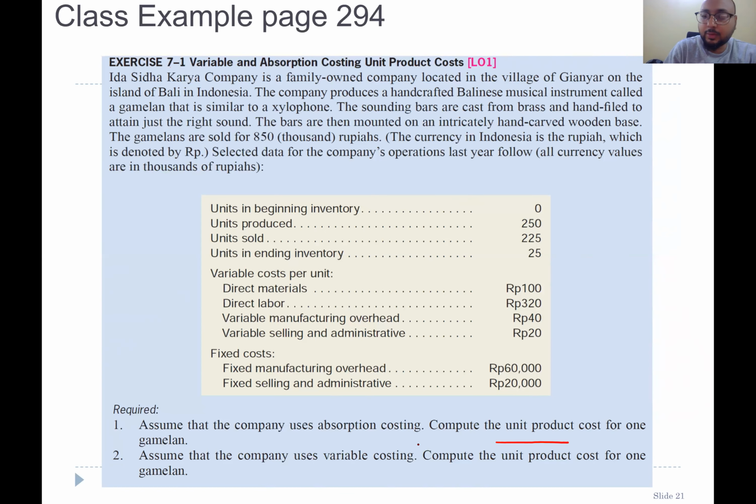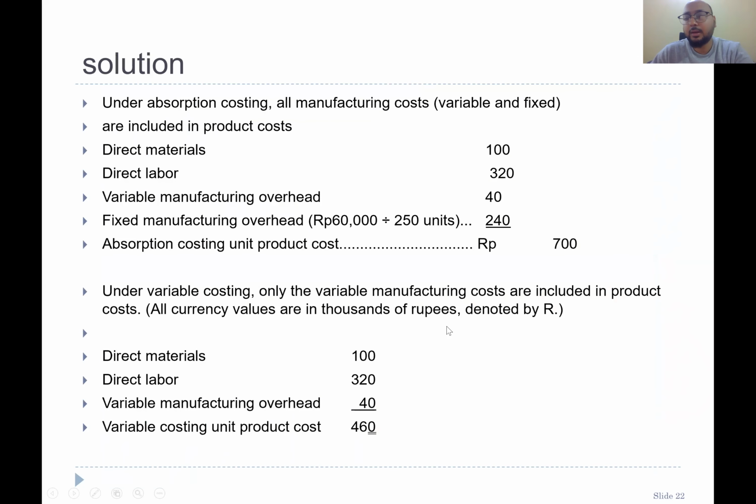Okay, so we already finished that. So let's compare the answer here. Here we go. In absorption costing, we also include the fixed manufacturing overhead as a part of product cost. So where we find this 240, 60,000 divided by units produced, not sold. Many students made a mistake while finding the cost, so they divided by units sold. No, cost is always about production, right?